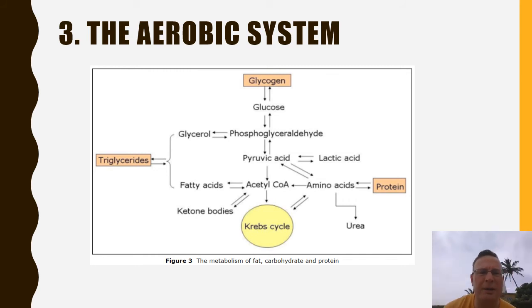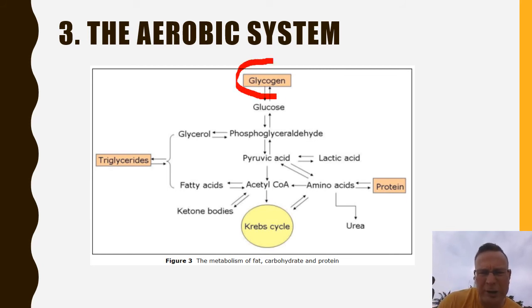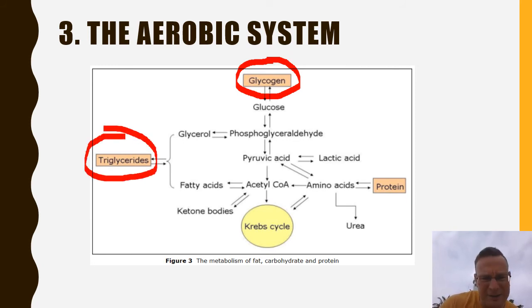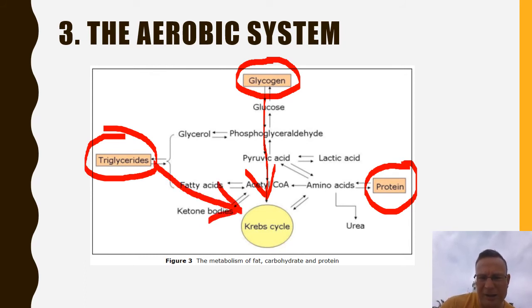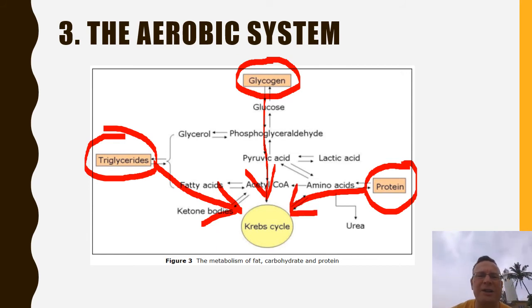So this is a nice big complex diagram, and all I wanted to do with this was really show that in the aerobic energy system we can start with glycogen or glucose, but we can also start with fat, and we can also start with protein. And whatever the start point, we ultimately end up popping it into that Krebs cycle. So they kind of end up there at different points.